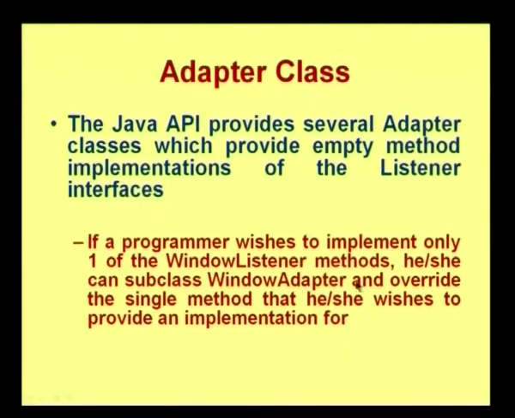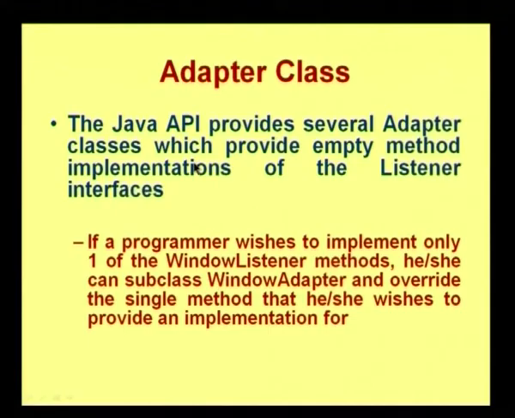Whereas in the case of an interface you have to implement all the methods, here an adapter class is a class which has implemented all the methods, and for the method which you want to implement, instead of implementing you can override it. So, if a programmer wishes to implement only one of the window listener methods, he or she can subclass the window adapter and override the single method that he or she wishes to provide an implementation for.